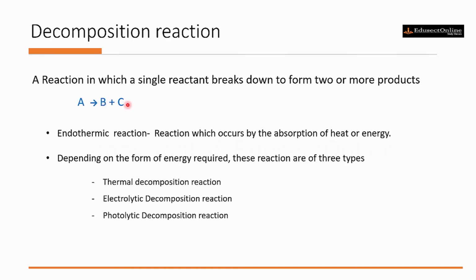These reactions require some heat or energy to get decomposed. That means a single reactant is decomposed to form products, so some sort of energy or heat is required. So these reactions are called endothermic reactions. Endothermic reactions are reactions which occur by the absorption of heat or energy. Depending upon the form of energy required, decomposition reactions are of three types: thermal decomposition reaction, electrolytic decomposition reaction, and photolytic decomposition reaction.